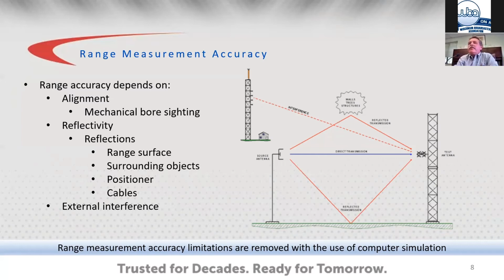You always have reflections from the ground, trees, the test setup itself. And there's also a lot of, I call it RF spam, floating around out there, which causes external interference. And all of these things, they really limit the accuracy of any range measurement. And that can be removed with computer simulation.